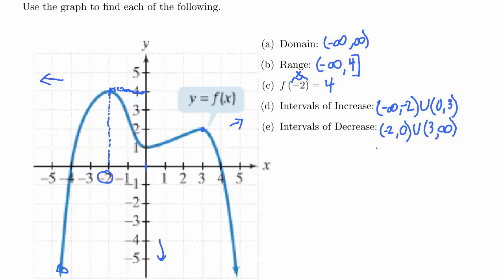So there you go. The domain is all real numbers, negative infinity to infinity. The range is negative infinity to 4, including the number 4. F of negative 2 is equal to 4, which is why I had to include the 4 there. The intervals of increase are negative infinity to negative 2, union 0 to 3. And then the intervals of decrease are negative 2 to 0, union 3 to infinity.